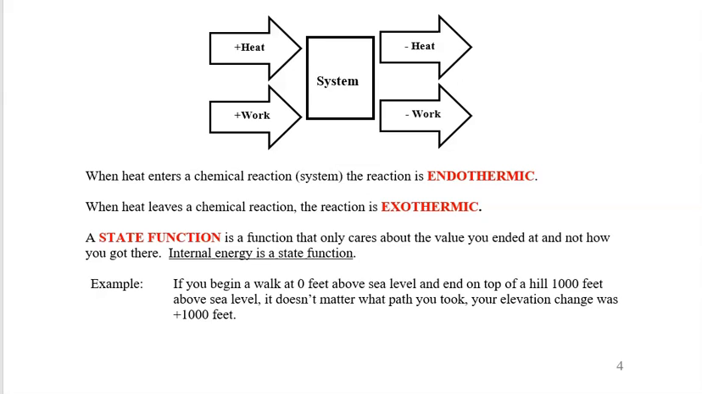You could take a path that goes straight up to the top, or you could take one that goes up and down and up and down, and finally you end up at the top. It doesn't matter. In both cases, you'll have an elevation change of 1,000 feet. That's an example of a state function.